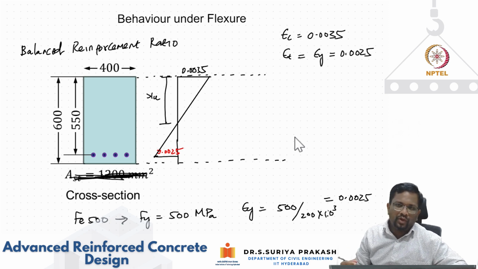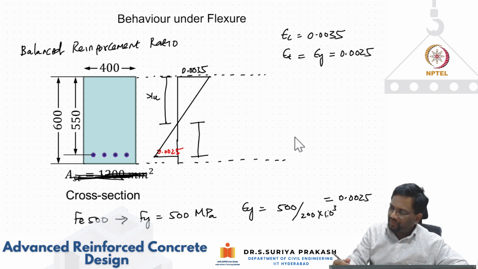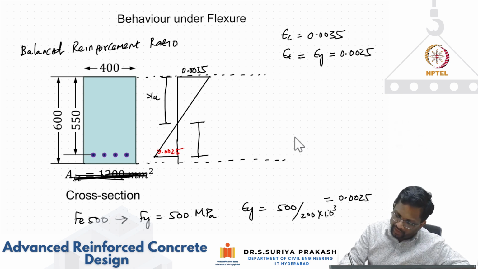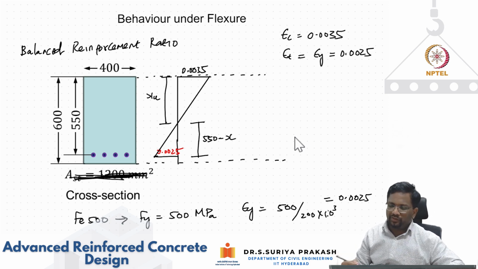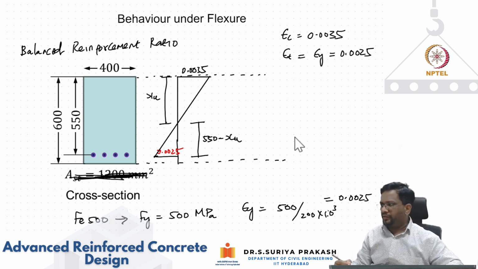And I also know the location of my steel. That means the effective depth for steel is known to me. So two strains are known. I know this distance. So what is this distance? It's nothing but d minus x. Okay, so d is basically 550 minus x. Okay. So using similar triangles, for xu, because it's an ultimate condition, right?